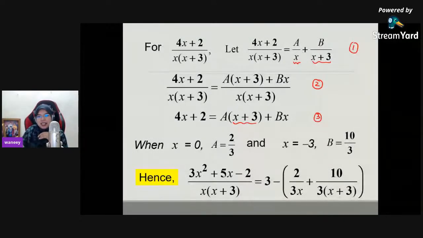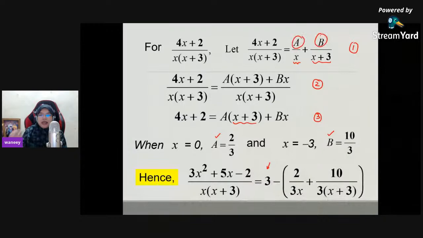So masa last kali kita kena tulis lah yang polinomial dekat sini ni. Jangan tertinggal lah, jangan terlupa. So once you have the value of A and the value of B, you should go back and substitute. Dekat first step tu, substitute balik. And then go back to N(x) over D(x) equal to Q(x) plus R(x) over D(x), and then gantikan lah dalam tu.